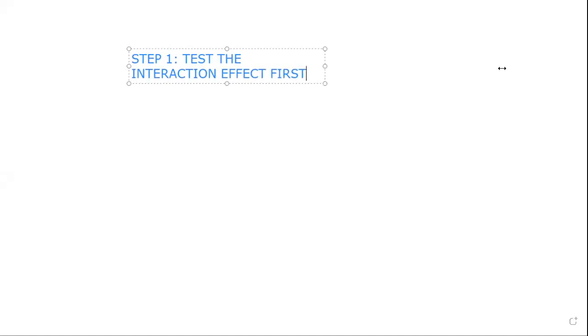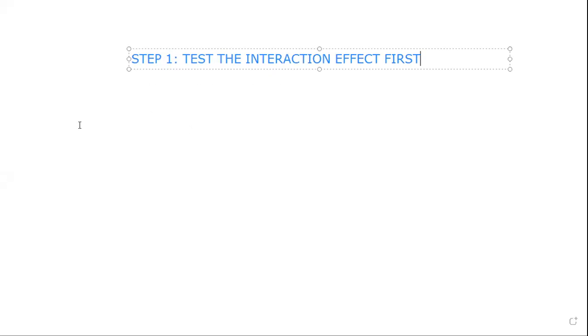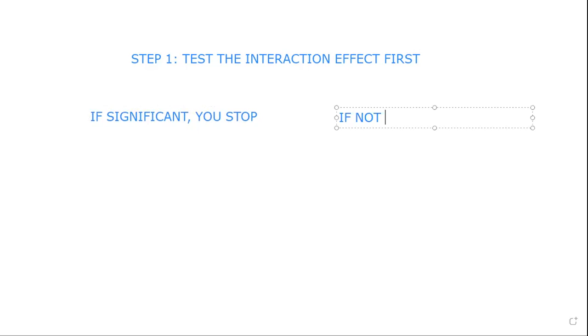All right. So step one is you test the interaction effect first. Then you get kind of an if-then statement from that, right? If significant, you stop. If not significant, proceed to additional factors. So it's kind of an if-then statement. You do the interaction first to see if there's something there.